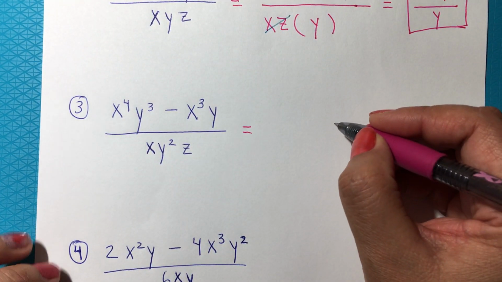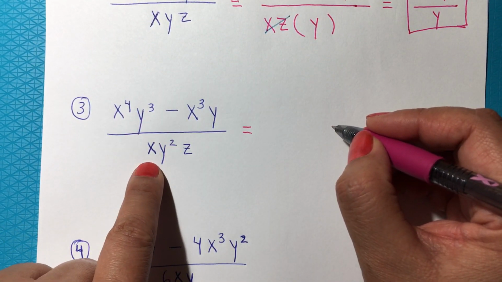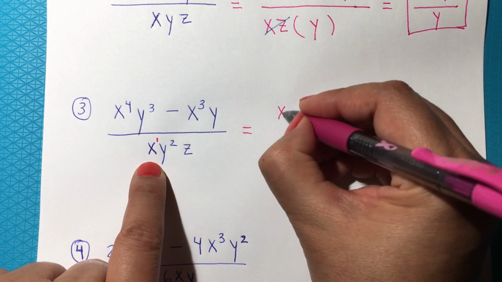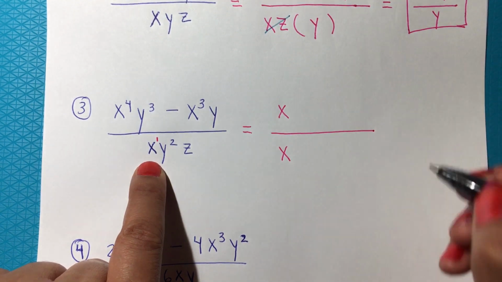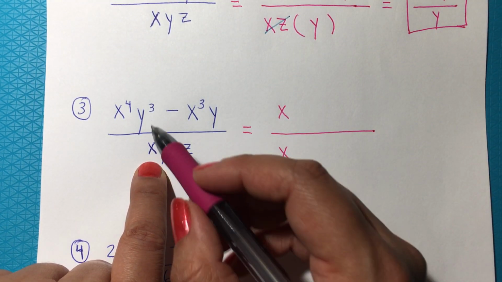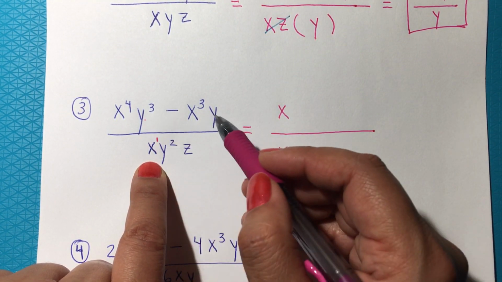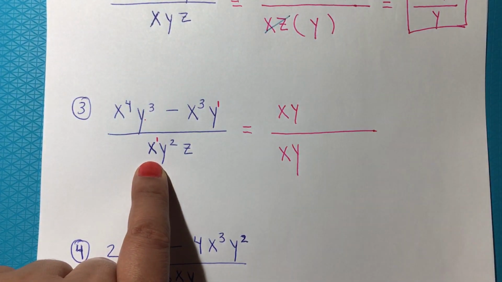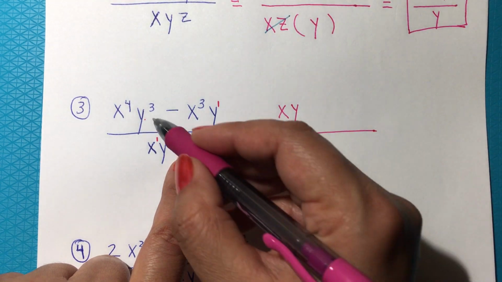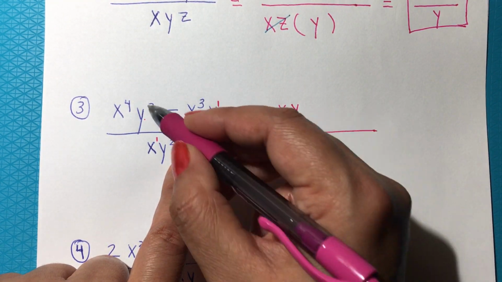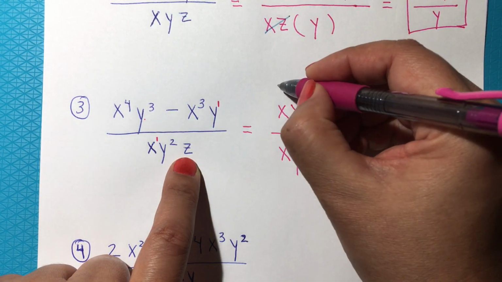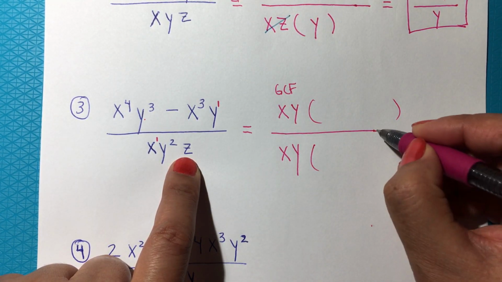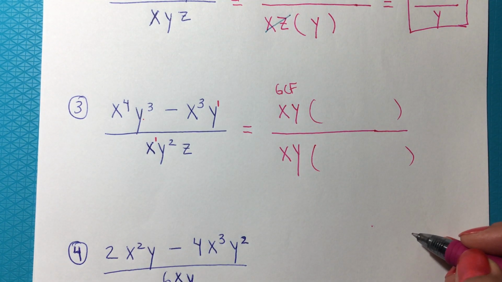Number 3, the greatest common factor for x is the one with the tiniest exponent, so it's x, and we put it up above and down below. For y, we have it in all three of them, so yes, we include it, and again it's the one with the smallest exponent. For z, we have it in the denominator but not in here, so we cannot include it in the greatest common factor. We open our parentheses.